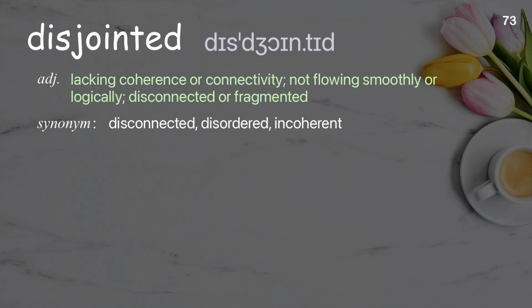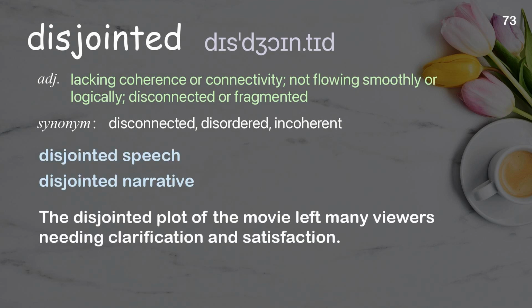Disjointed. Lacking coherence or connectivity, not flowing smoothly or logically, disconnected or fragmented. Examples: Disjointed speech. Disjointed narrative. The disjointed plot of the movie left many viewers needing clarification and satisfaction.